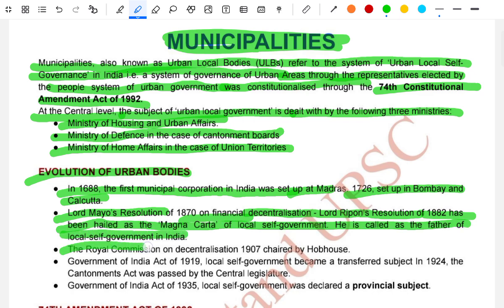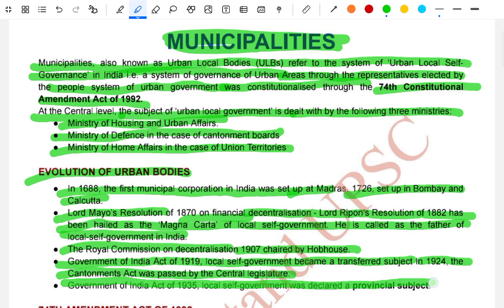The Royal Commission on Decentralization of 1907, chaired by Hobhouse. Under the Government of India Act of 1919, local self-government became a transferred subject. In 1924, the Cantonments Act was passed by the Central Legislature.